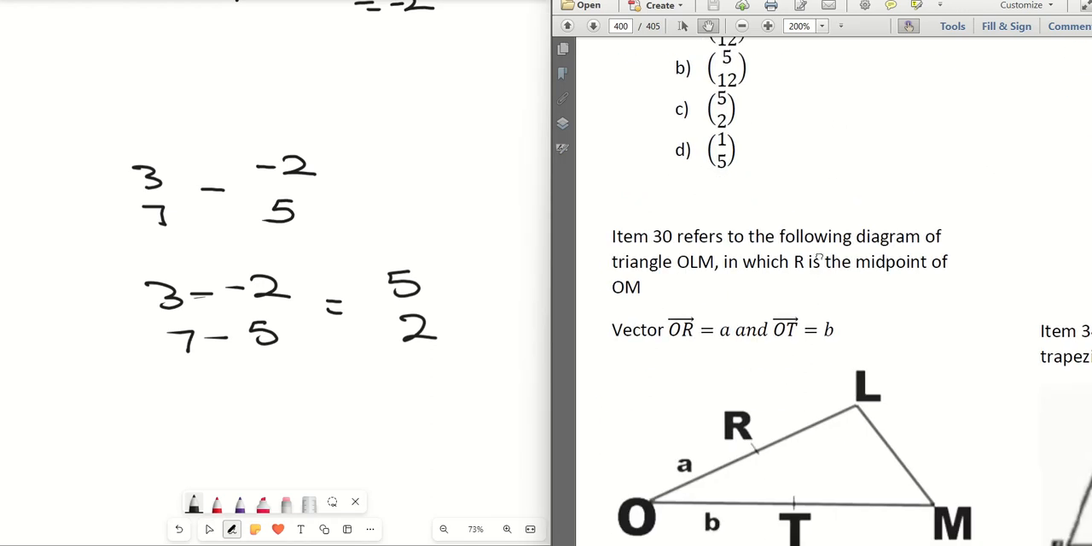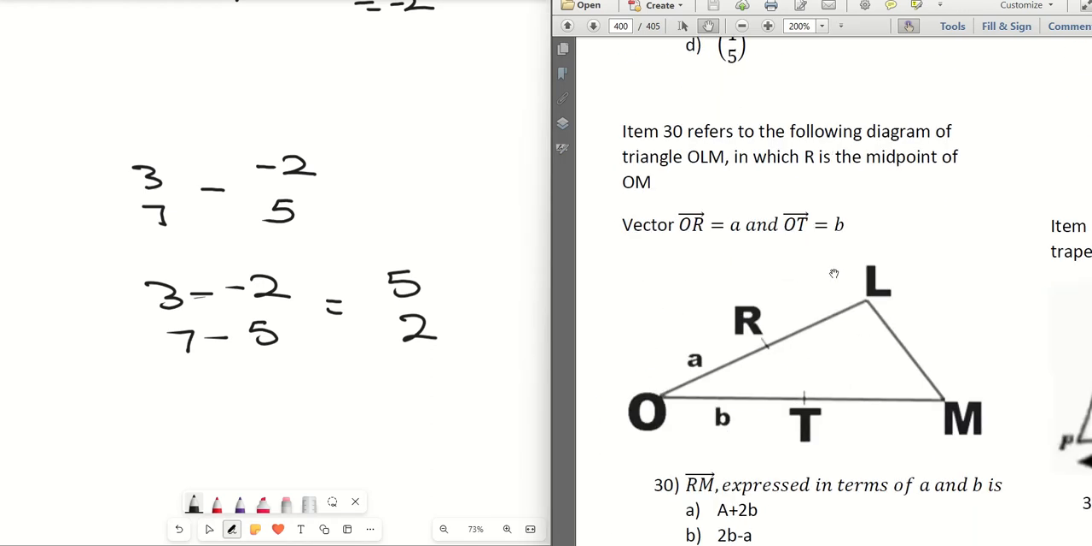Alright, number 30, item 30 refers to the following Venn diagram, OLMN, that's this, in which R is the midpoint, right, of OM. Hold on.